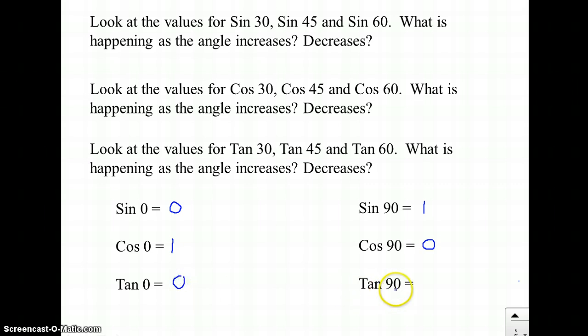If you check the value of tangent 90 on your calculator, it'll give you an error. If you check 89.9, it gives you a very, very large value. And if you check 89.999, which is very close to 90, it gives you a very, very large value. So the tangent of 90, we say, is so large that we can't define it. So it's undefined.